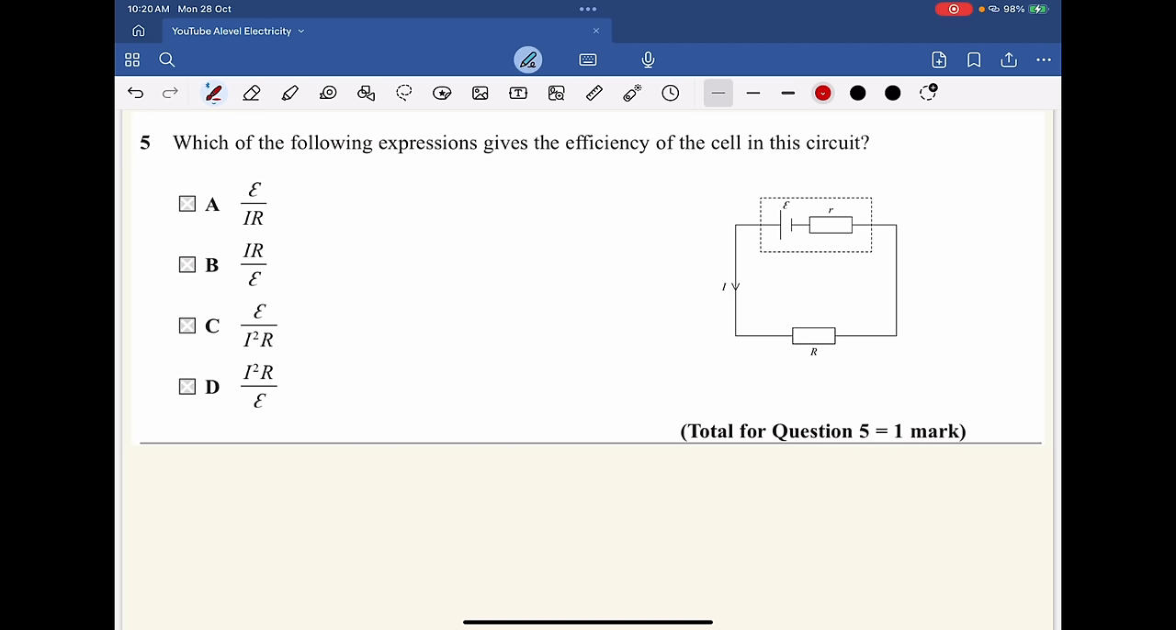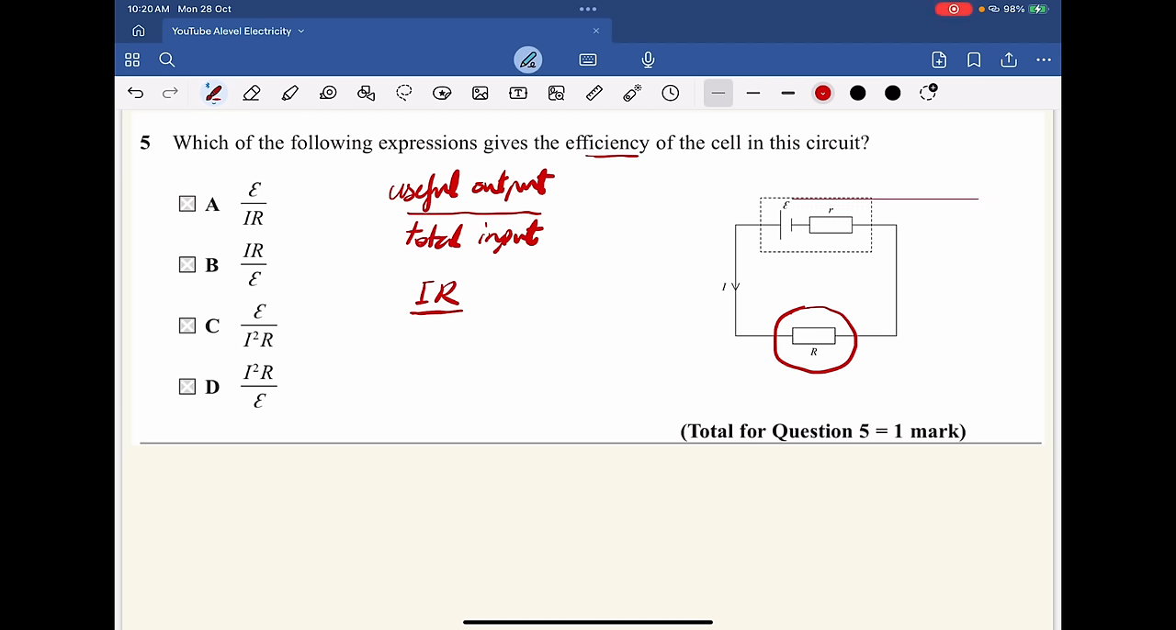In this question, I should know the efficiency of the cell. So the efficiency comes from the useful output divided by the total input. So the useful output here is the voltage across the external resistance, so let me say it is I times R divided by the total input. The total input comes from the EMF, the electromotive force.